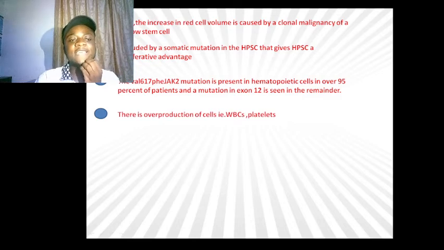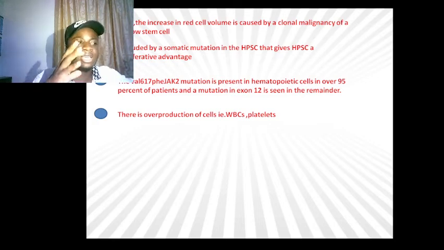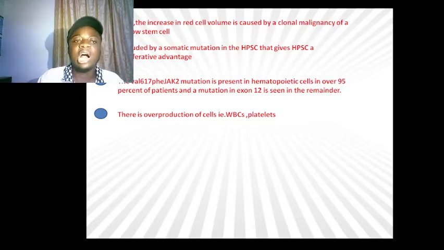And there is overproduction of cells. Because it is a malignant condition, the malignant cells cause overproduction of WBCs, platelets, and other cells. Remember that in secondary polycythemia, it is not a malignant condition, so only RBC level will increase. But in Polycythemia rubra vera, it is a malignant condition, so there is going to be overproduction of cells, and those cells can be the WBCs and the platelets. Very important.